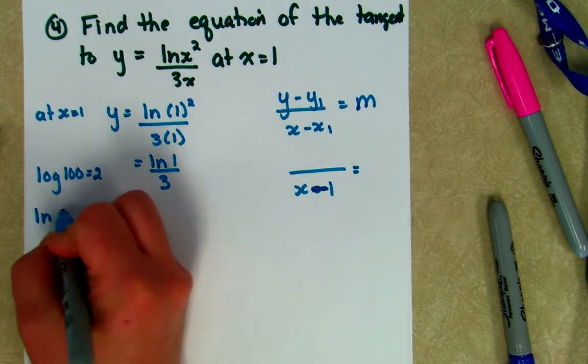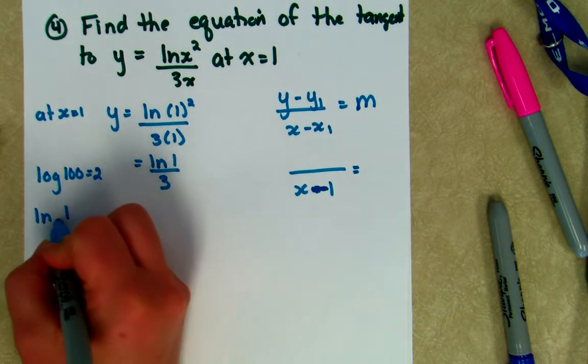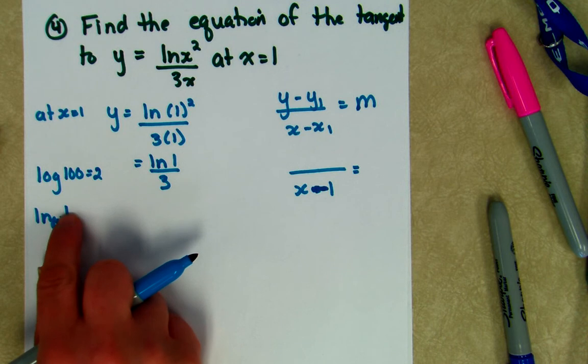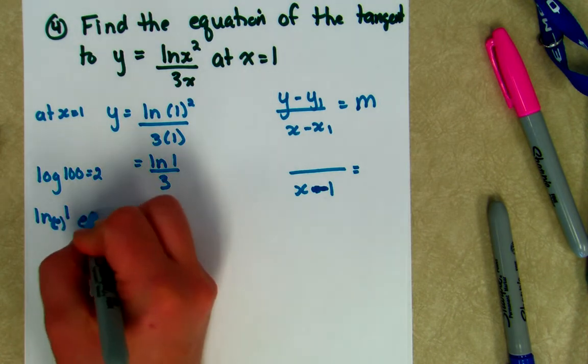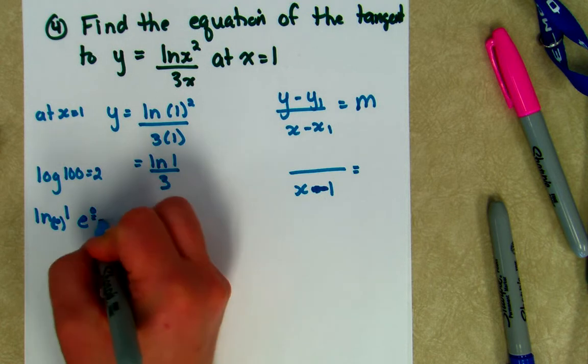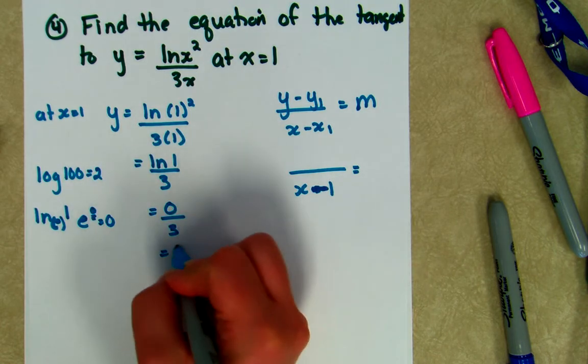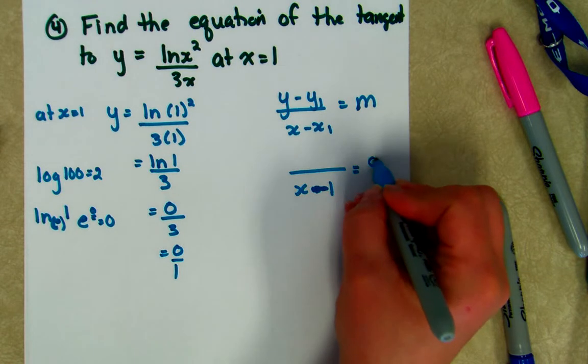So when I have ln of 1, ln means base e. It's asking what exponent on base e would give me a value of 1. Well, the only way you can get 1 out of an exponent is if you do e to the 0, so the exponent is 0. So this literally becomes 0 over 3, which I can reduce to 0 over 1.